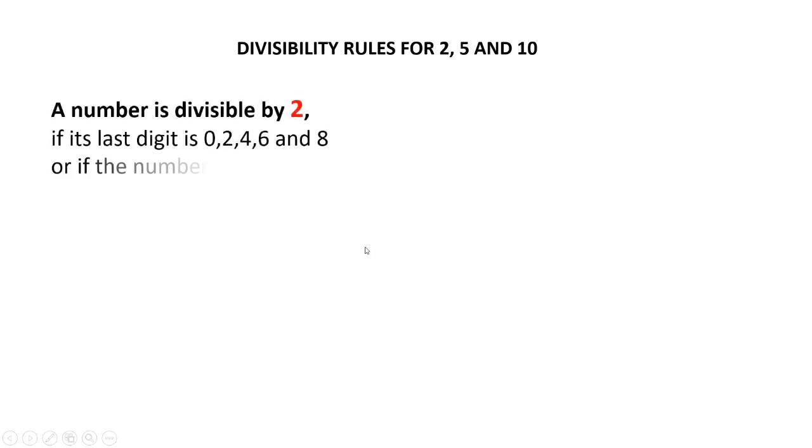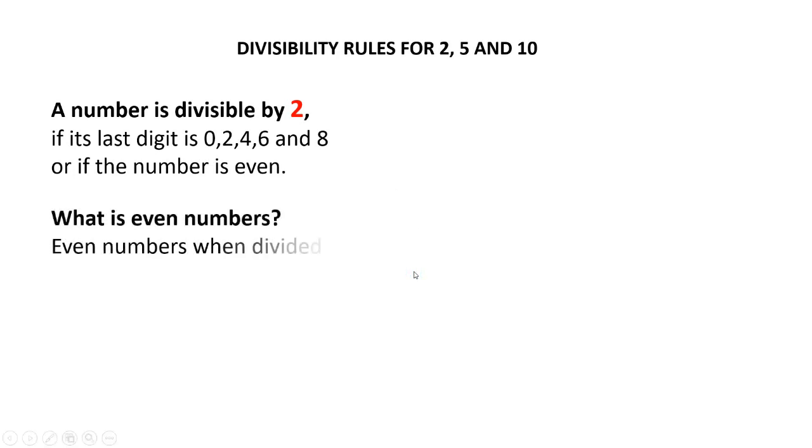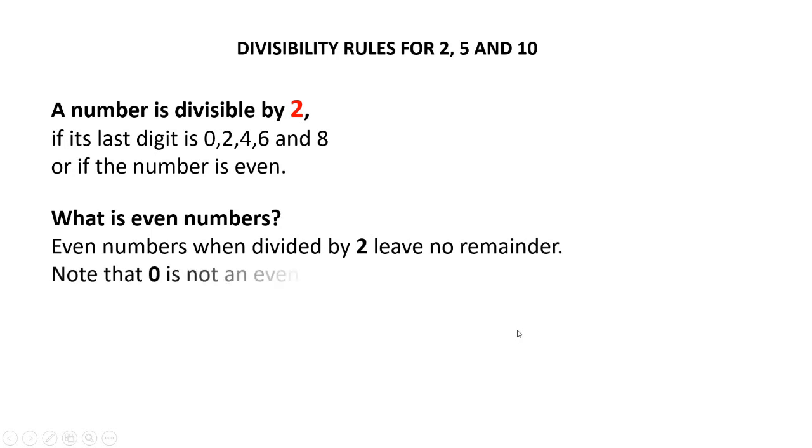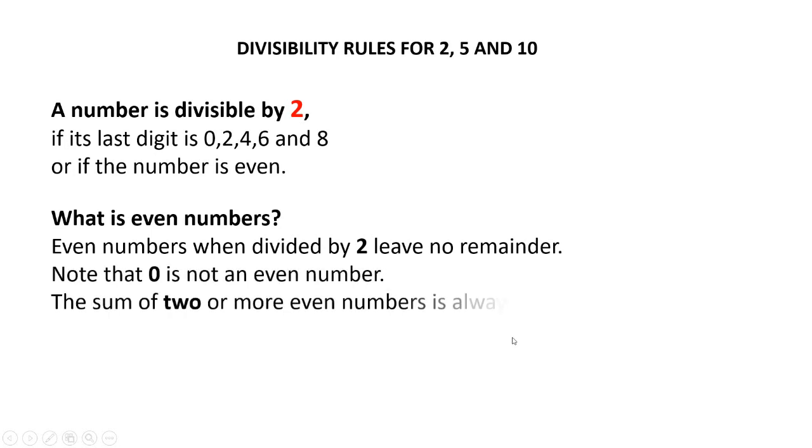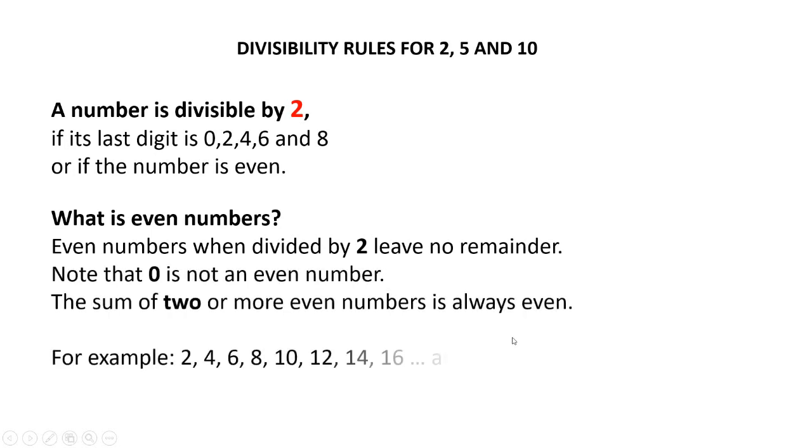A number is divisible by 2 if the last digit is 0, 2, 4, 6, and 8, or if the number is even. What is an even number? Even numbers, when divided by 2, leave no remainder. Note that 0 is not an even number.